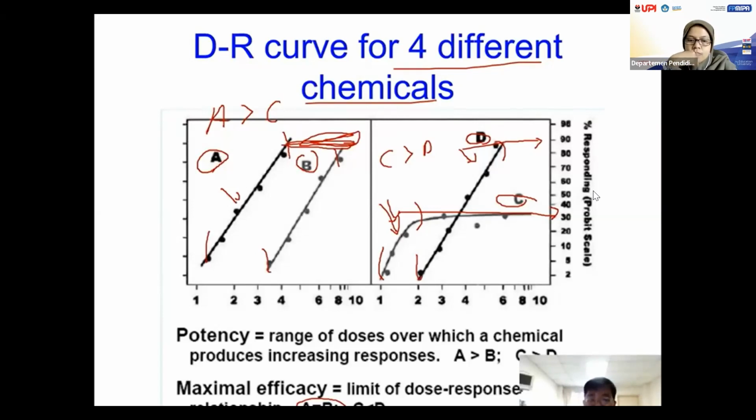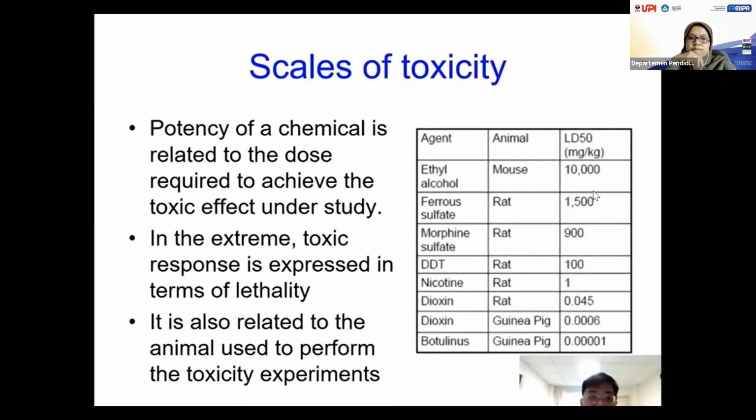From here we can compare between the potency and the efficacy. The potency of a chemical generally is related to the dose required to achieve the toxic effect. If you look at this dose response relationship, we can use the potency to compare between different kinds of toxicants. For example, in the example that we looked at in the previous slides, we can compare the potency of A and B.